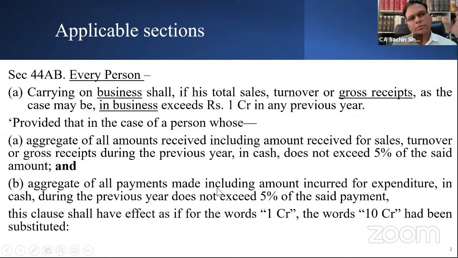Assuming the turnover of a proprietorship concern is 90 lakh rupees, and the sales tax or the GST part is 16 lakh on such 90 lakh. So total is 1 crore 6 lakhs. So in that case, whether the audit under section 44AB is applicable or not. So any answer on this?